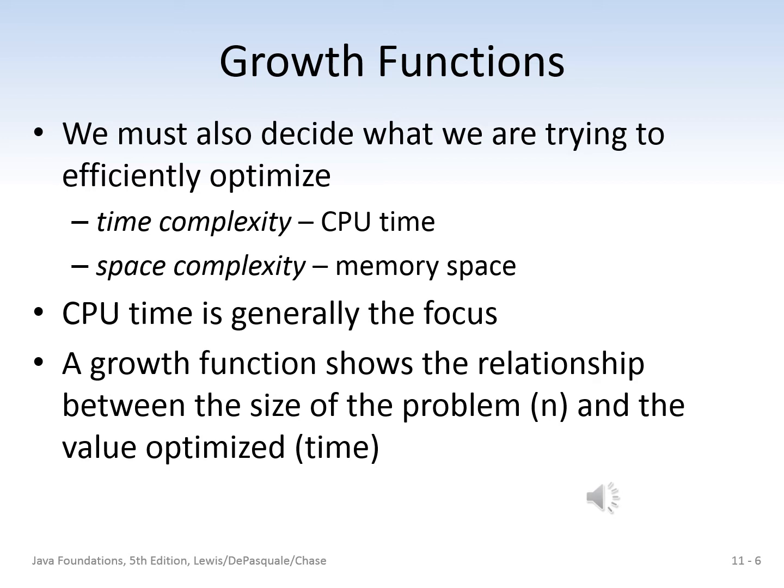Back when I got into this industry, we had both constraints, and you'd be shocked to know how long some processes took because of both memory and time or CPU speed constraints. Now, CPU time is generally the focus. So a growth function shows the relationship between the size of the problem n and the value optimized, which is time. Most often it is time.